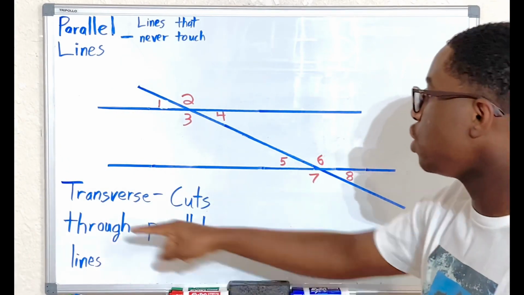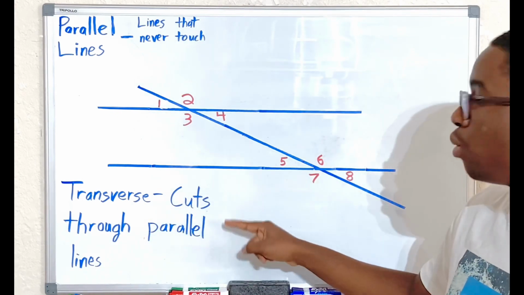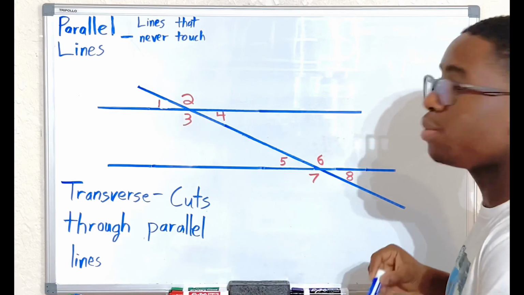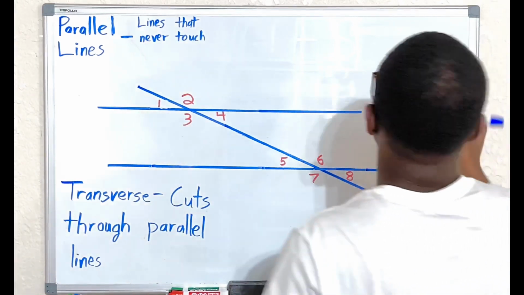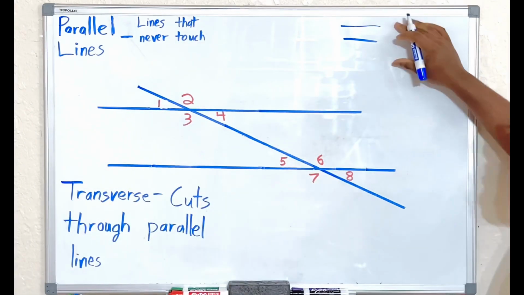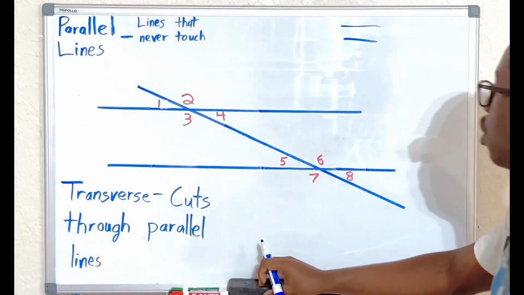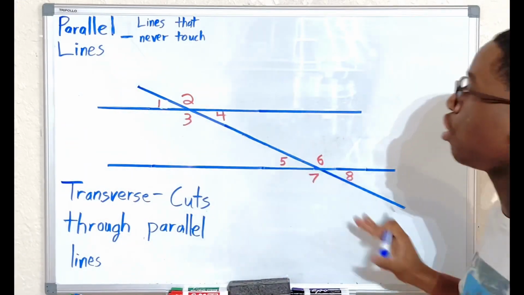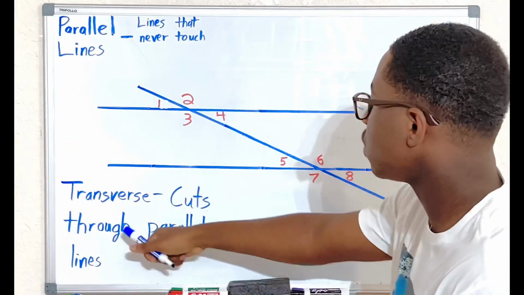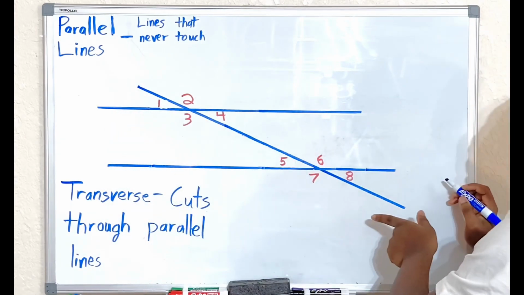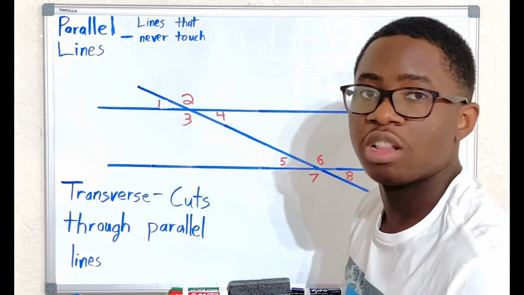However, this transversal, a transversal by the way, cuts through the parallel lines. So without a transversal, these parallel lines would have just been something like this. You'd have probably just had two lines right there that will never touch. Unfortunately, they were cut through by a transversal. Remember, a transversal cuts through the parallel lines. So that's where you have this line right here, drawn right through. Now let's get into the angles.